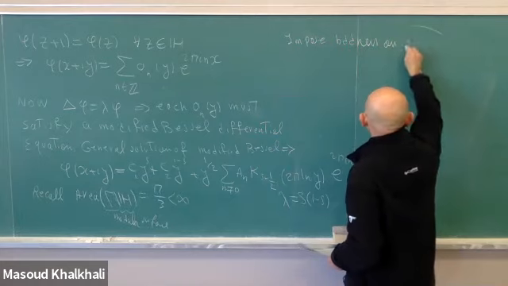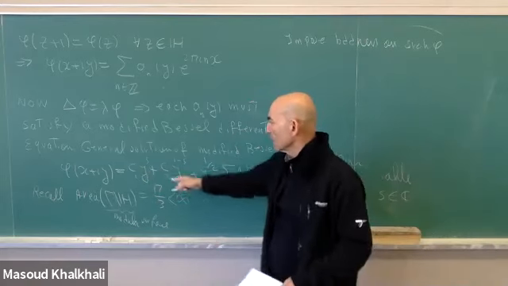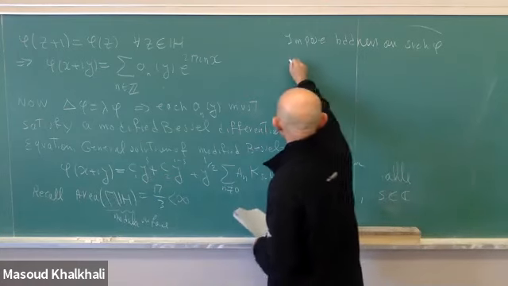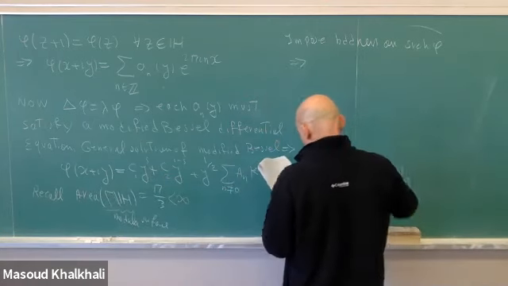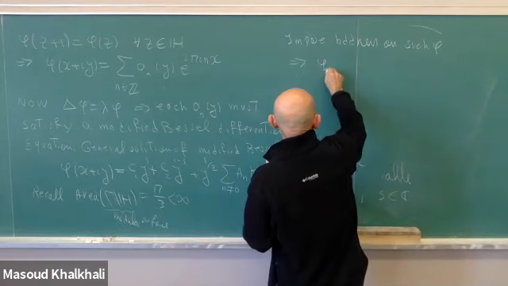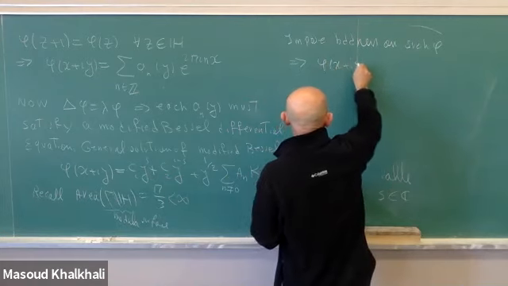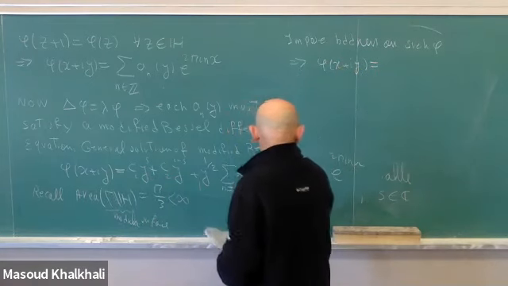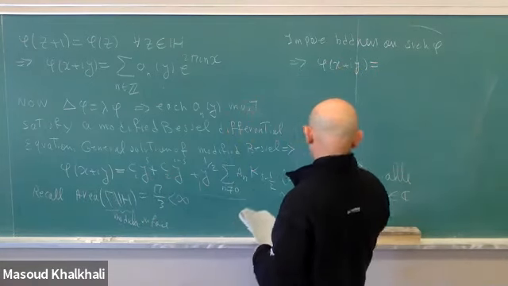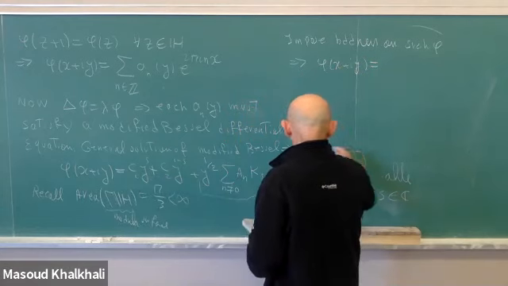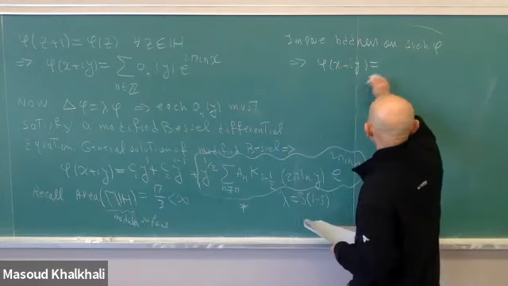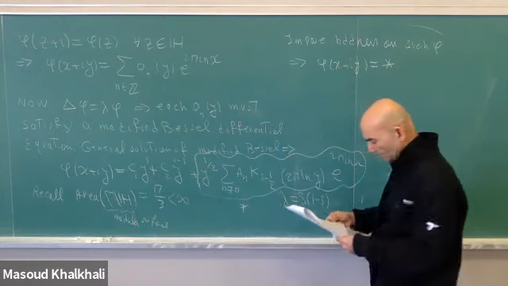On such phi. Then these two terms drop, because if you have such terms, they cannot be bounded. Then it implies that phi of x plus iy is equal to this part. Let me call this A star, equal to A star.